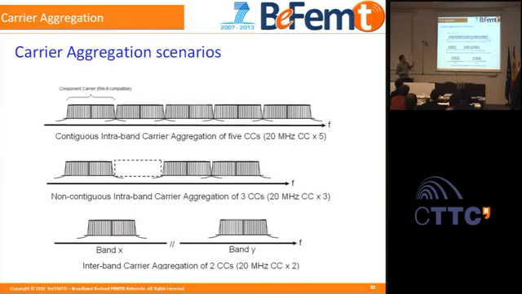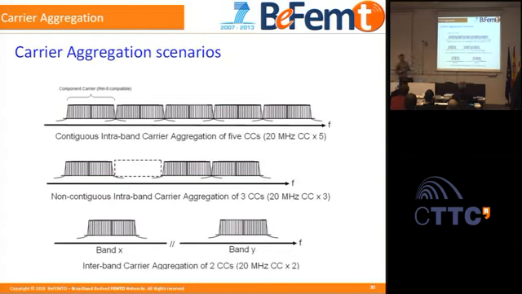The second scenario that 3GPP handles is non-contiguous intra-band carrier aggregation. For example, if you have 80 MHz available, but you can only deploy 60 MHz, you can put 20 MHz here, 20 MHz here, and 20 MHz here, but within the contiguous band of 80 MHz. This is more or less the idea.